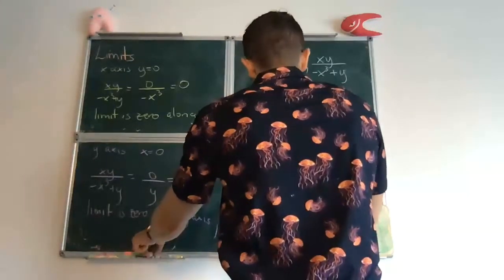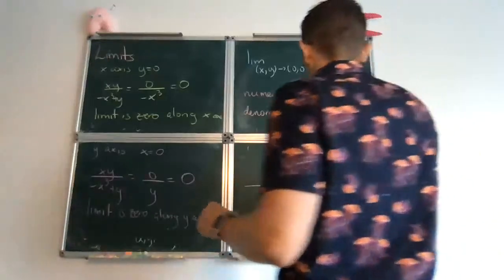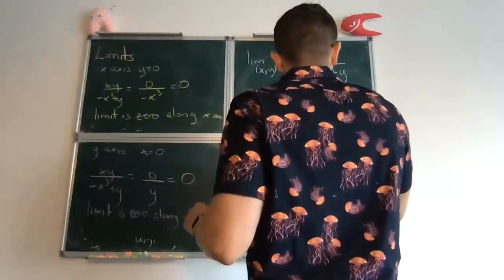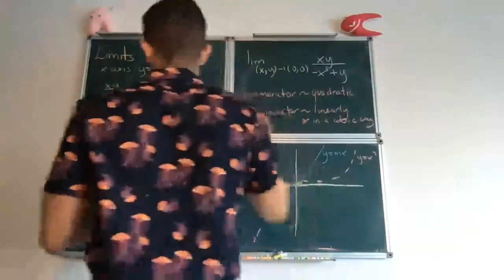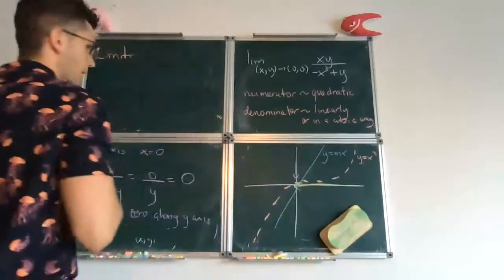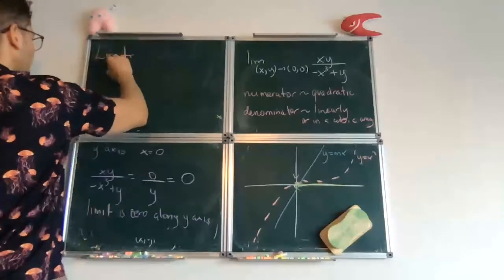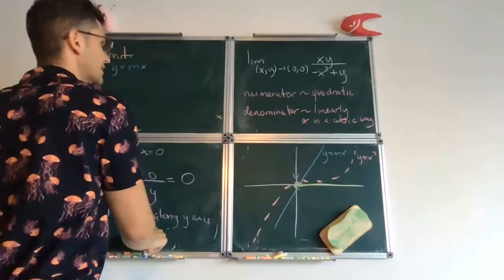Now let's try to move along a line which is not vertical or horizontal, but that has some slope, and see what happens. So if you try y equals mx, what happens in this expression for the limit?